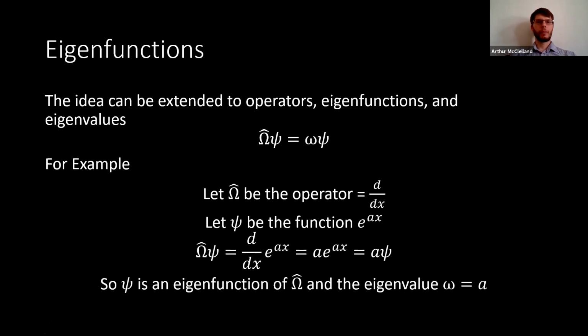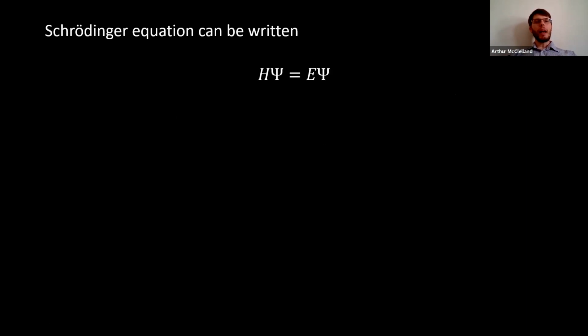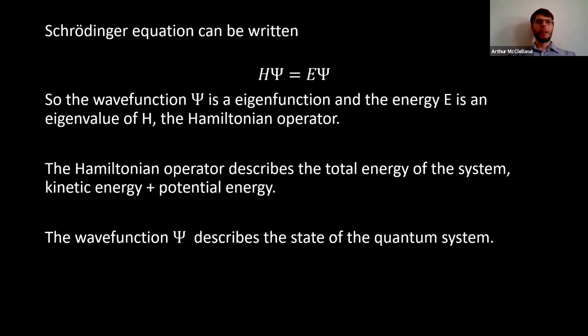All right. Finally, we have the tie-in to quantum mechanics and why you may care about all of this. If we go back and look at the Schrodinger equation, it can be written as H psi equals E psi. Well, that's interesting. We've seen this form of the equation before, right? So here, the wave function psi is an eigenfunction, and the energy E is the eigenvalue for H, which is the Hamiltonian operator. So all that building up with the silly newspaper example, we're getting to this form of the Schrodinger equation.